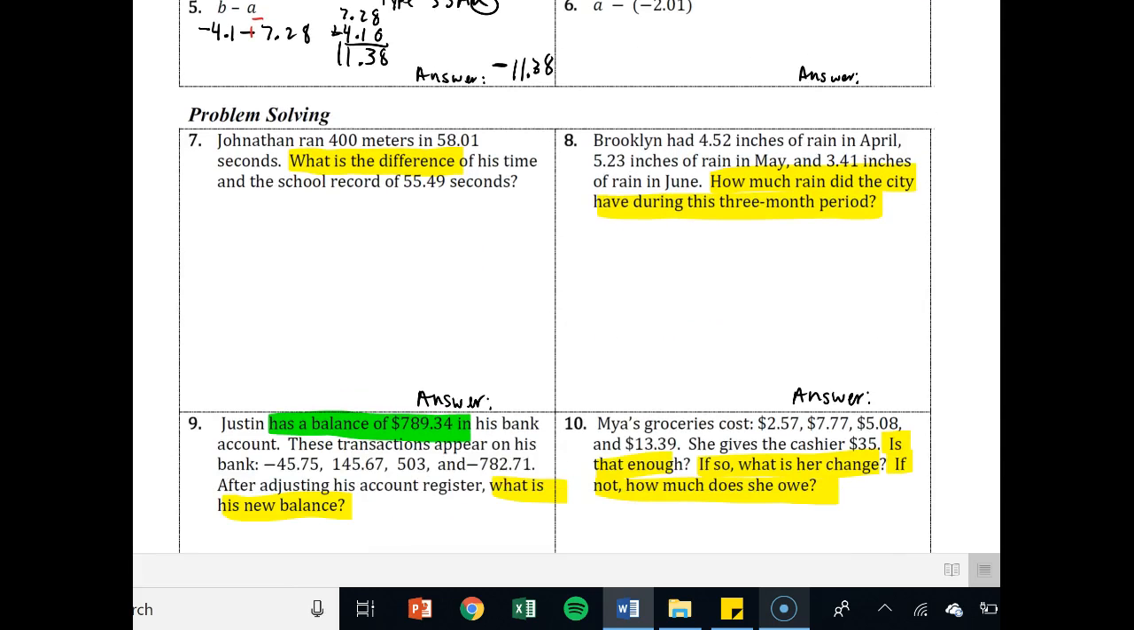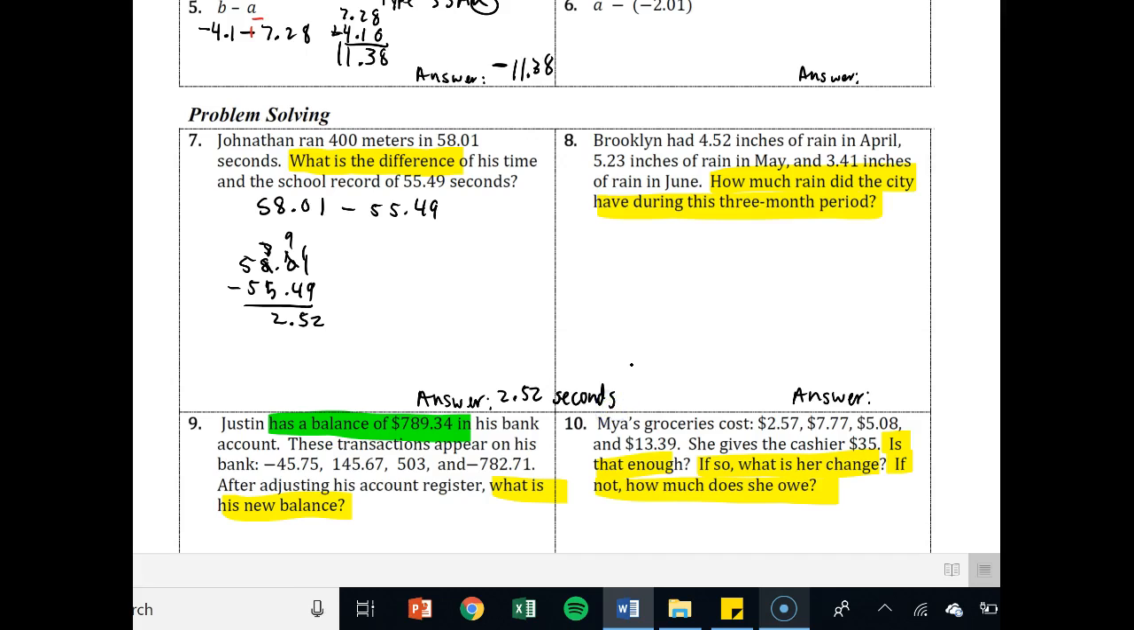All right, number 7, it says Jonathan ran 400 meters in 58.01 seconds. What is the difference of his time and the school record time of 55.49? So you want 58.01 minus 55.49 because of the keyword difference. That means subtract. So line it up, 58.01 minus 55.49. You have to do some borrowing here. This becomes a 7, 10, then it becomes a 9, 11, so 2, 5, 2. So 2.52. I'd appreciate it if you put seconds down.